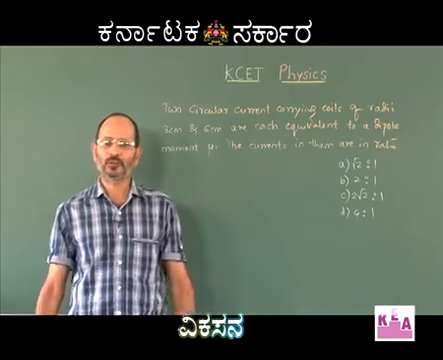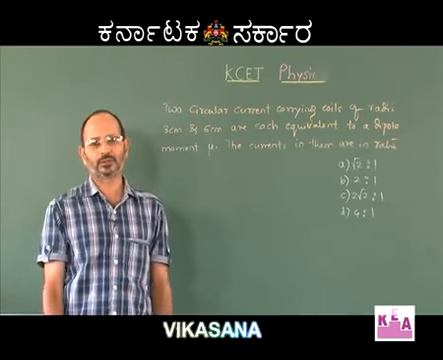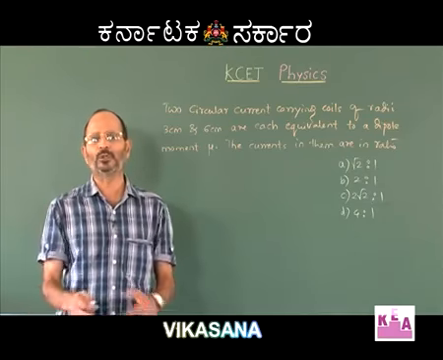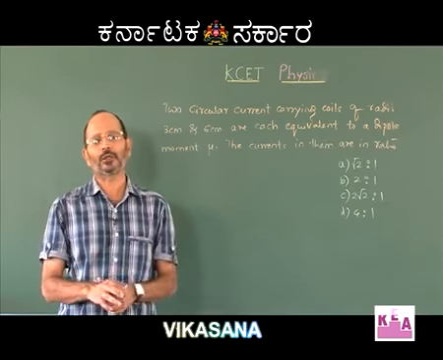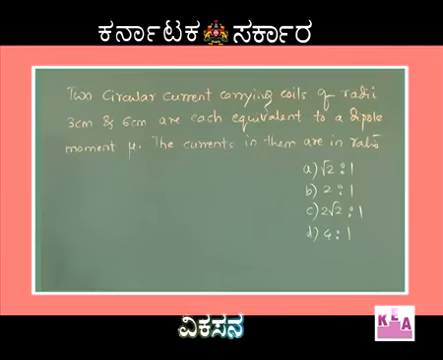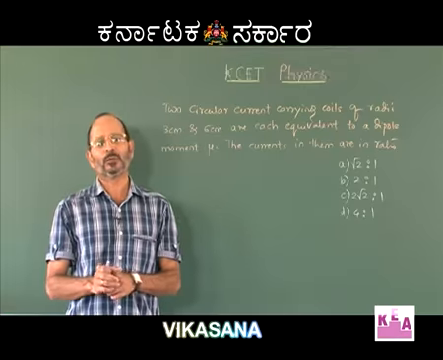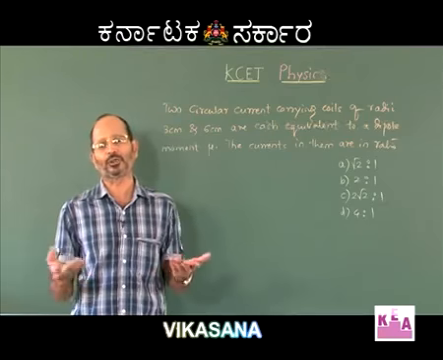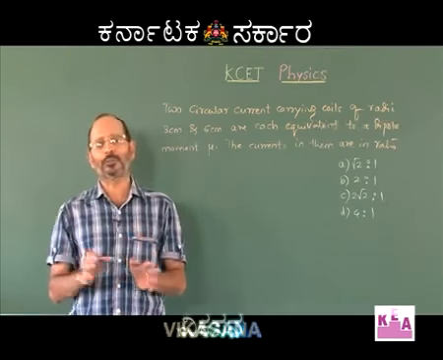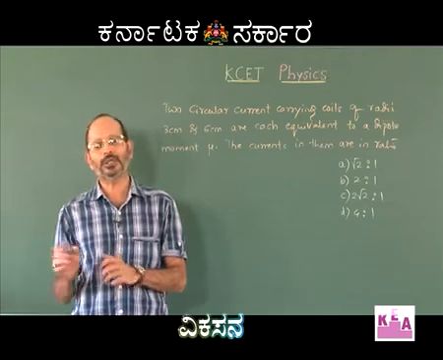In this problem, he wants you to compare the dipole moments. In the earlier problem, I think I had explained to you how a current carrying conductor can also behave like a dipole moment. So, let us read and understand. Two circular current carrying coils of radii 3 centimeter and 6 centimeter are each equivalent to a dipole moment mu. The currents in them are in the ratio. So, he says there are two circular coils of different radii, but still they have got the same magnetic moment associated with them. So, he wants you to compare the currents in them, right, to have the same magnetic moment.